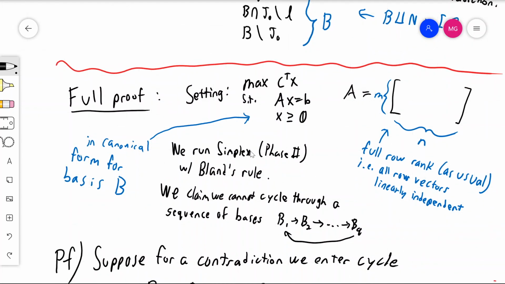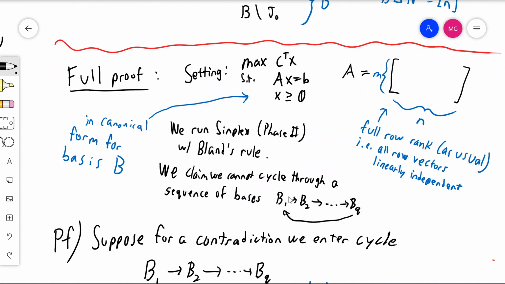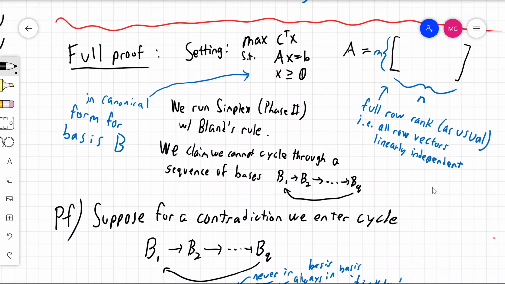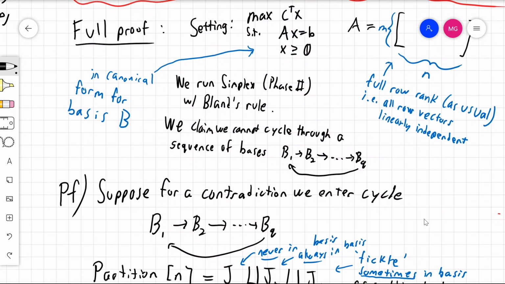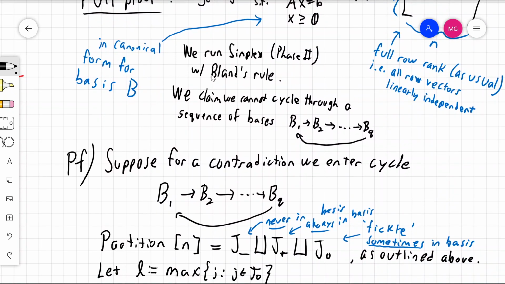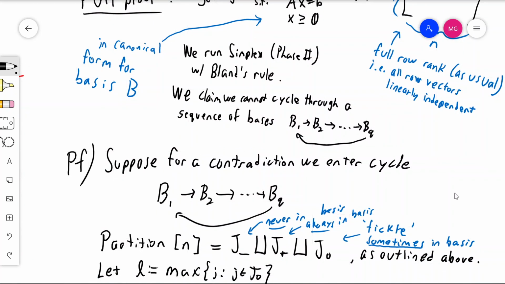Okay, so that's what we do. So here we are, and we're running simplex algorithm phase 2 with Bland's rule, and we're claiming that we can't cycle through this sequence of bases like this. And so here's the proof. So we've already outlined things already, but this is just kind of now formal. So suppose for contradiction that we do enter a cycle like this, B1, B2, BQ, and then back to B1.